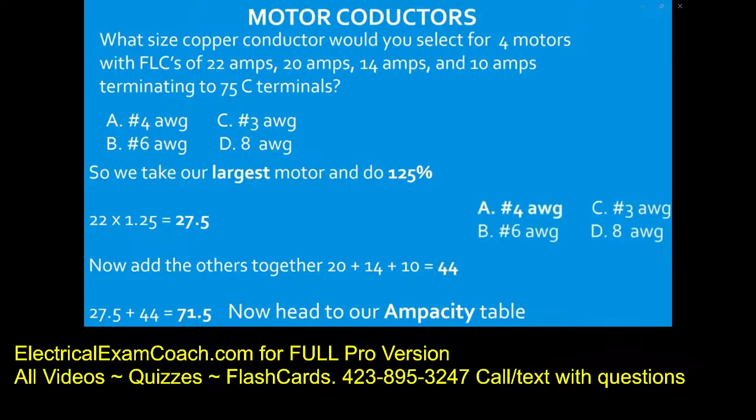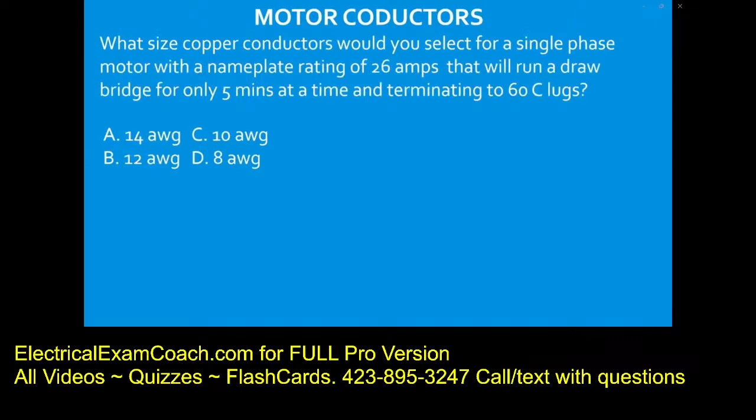Great job. What size copper conductors would you select for a single phase motor with a nameplate rating of 26 amps that will run a drawbridge for only 5 minutes at a time, terminating to 60°C lugs? So this is not a normal situation, is it? So that's what you learn to watch out for when sizing motor conductors. Is there anything different going on? And in this case there is, so we're going to slow down and figure it out.